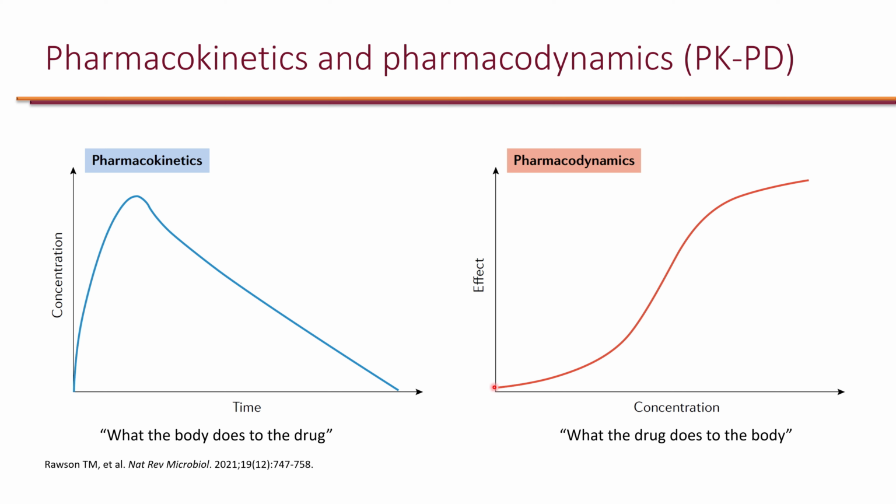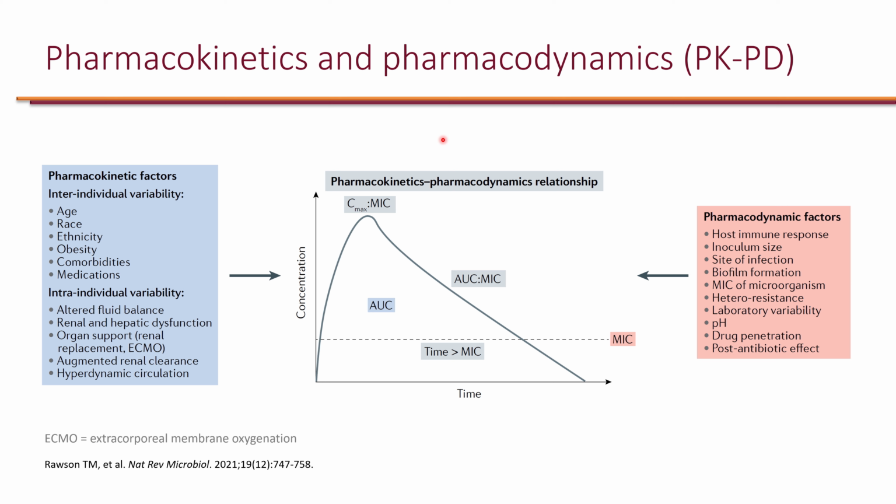So essentially you measure the effect. Initially there is no effect. As the drug enters the body, you start to see the effect. And at some point there is a ceiling effect. So there's only so much effect you can give, right? That's in general. When it comes to antimicrobial agents for infectious diseases, we like to combine pharmacokinetics and pharmacodynamics because they can only make sense together.